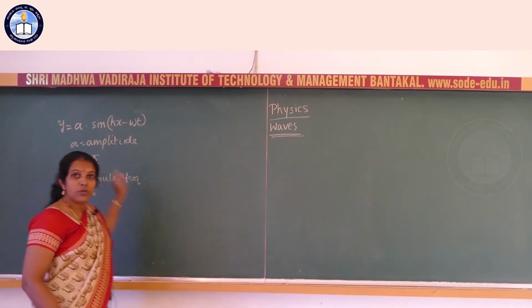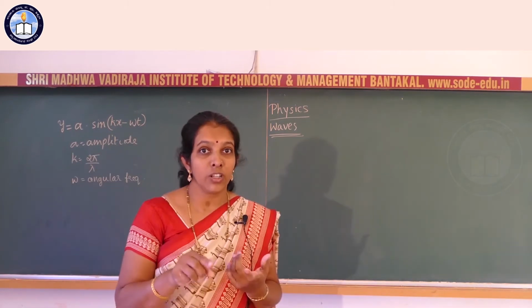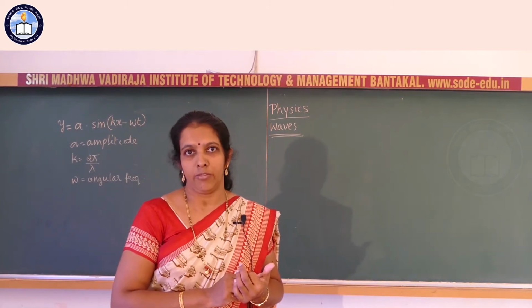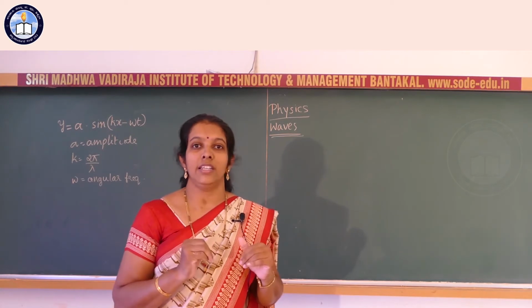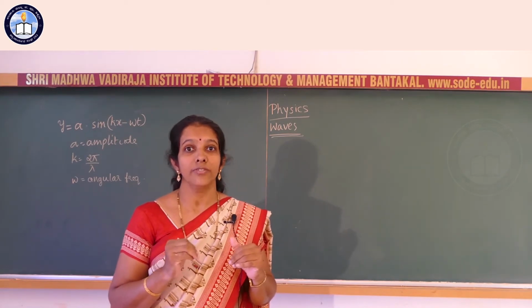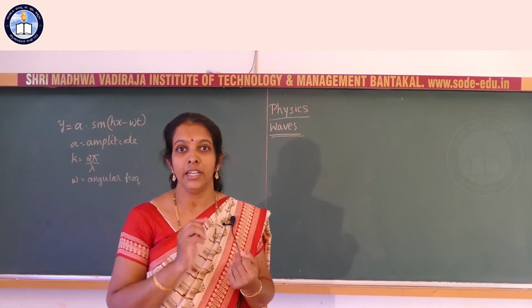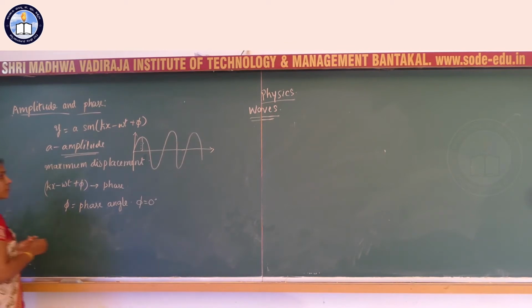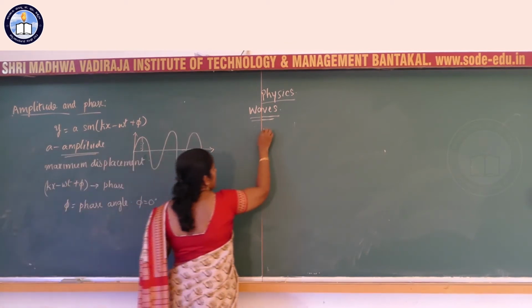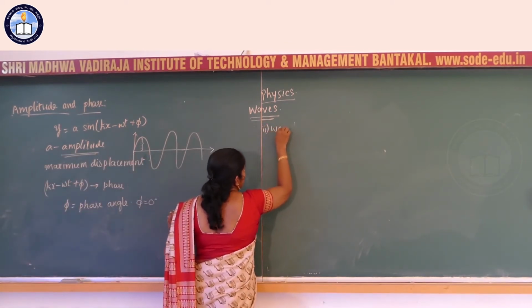We have studied what amplitude is, including the phase angle φ. φ represents the phase angle. Next, let us study frequency, period and angular frequency. Next, wavelength and wave number.